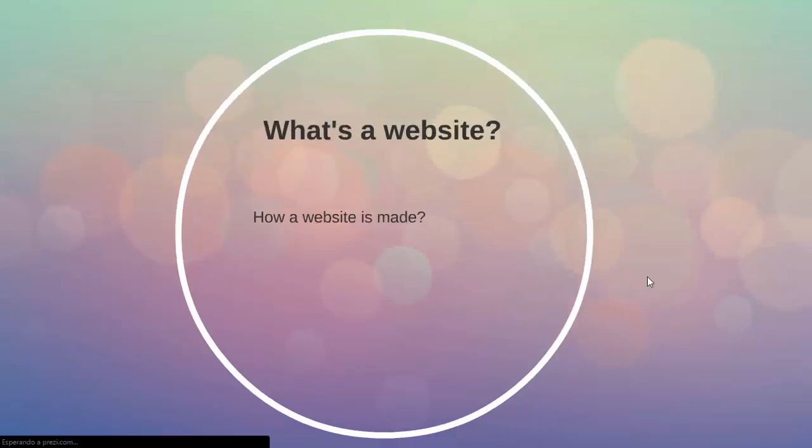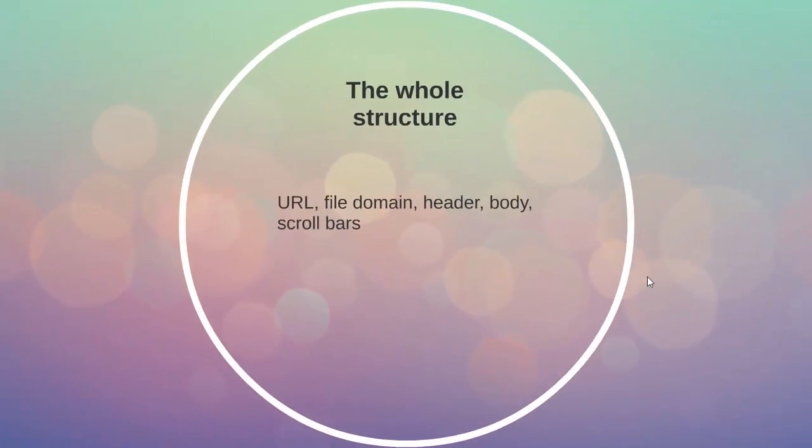So, moving on. Let's talk about the whole structure of a web page: the URL, file domain, the header, the body, the scroll bars, everything. The URL is the fancy name for what we call a direction or a link to the website. Perhaps you do not know exactly what it is, but you have seen one without a doubt. For example, google.com is a URL, and you perhaps know it very well.